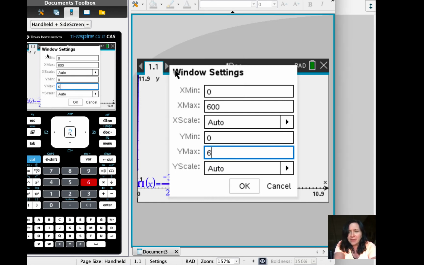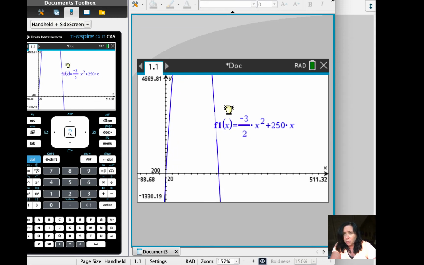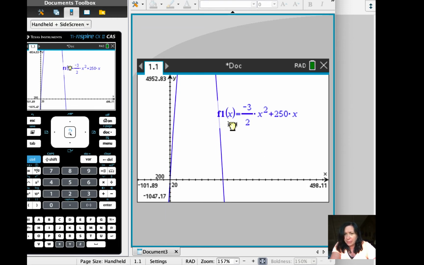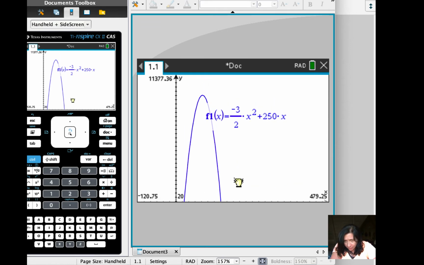And so I'm going to type in 6,000. Let's see what happens when I do that. Okay, so if you can see, for me, 6,000 actually wasn't enough, because see, there's my parabola, and it's actually going way, way up there. It looks more like 11,000 is where that value is. I want to find that vertex.